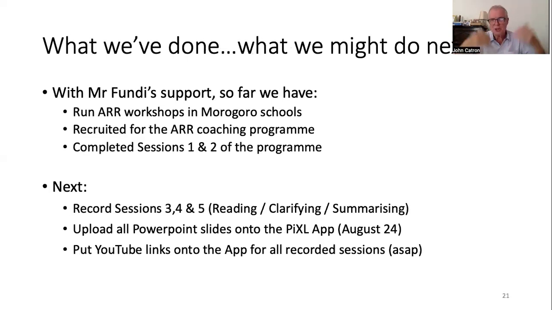Right, let's just sit back for a minute and think what we've done so far. Now, you might remember, I certainly do, because it's one of the highlights of my year. When we came to Morogoro, it was a wonderful, wonderful educational trip, and many thanks to Mr. Fundy for organising it. With Mr. Fundy's support, so far we have run ARR workshops in Morogoro schools, and we've got some great film footage of that. We've recruited yourselves for the Active Reciprocal Reading coaching program. And now we have completed sessions 1 and 2. What's going to happen next?